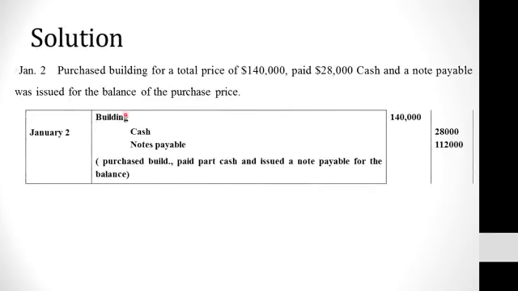Like this. We start writing the debit first, which is building for 140,000, cash in the credit by 28,000, notes payable within the credit by 112,000. So for now we have building in the debit and two accounts within the credit side, which are cash and notes payable. You should make sure that the total debit equals the total credit each time. Each recorded transaction, its debit side must be equal to the credit side. This is why we call it a double entry. And between brackets you write the explanation.